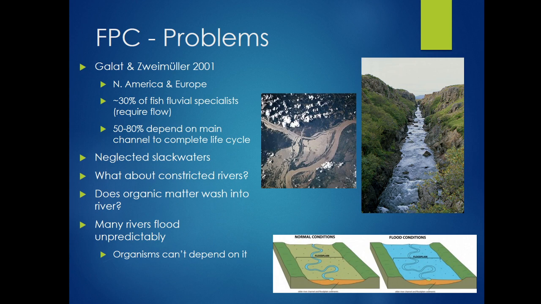Another problem with the flood pulse concept is that many rivers don't flood predictably. We know that the Amazon River is going to flood for 6 months of the year, every single year. The fish know that. The fish have evolved life cycles for that. But in rivers that don't flood dependably, if it's not every year, if it's not at the same time every year, how can organisms depend on that? It turns out they just don't. So the flood pulse concept is a great idea for tropical rivers, but you can't expand it across different river types.